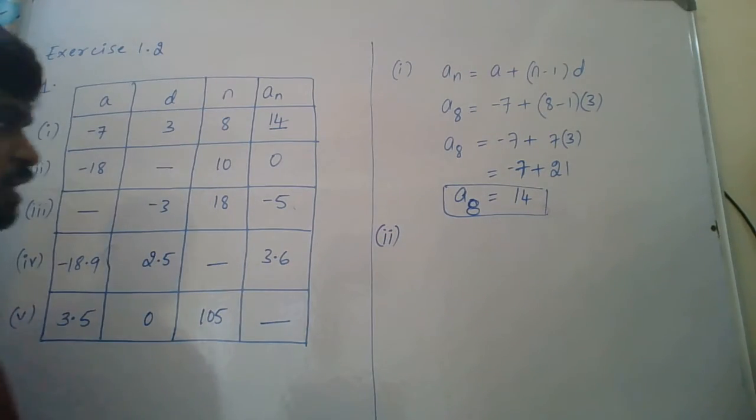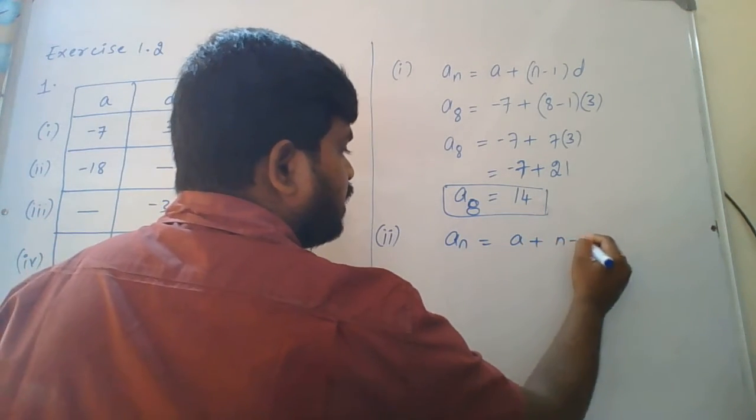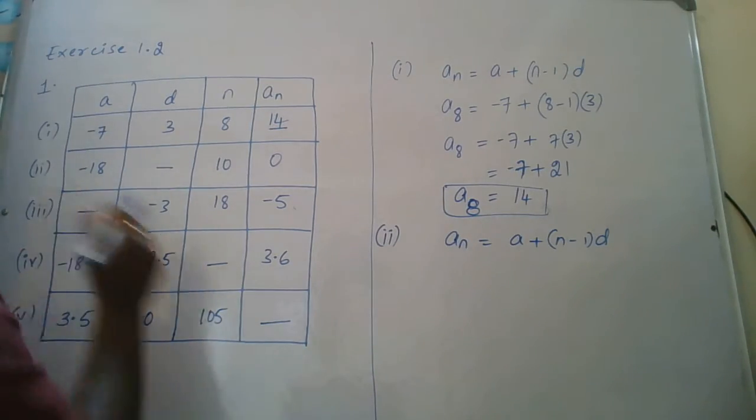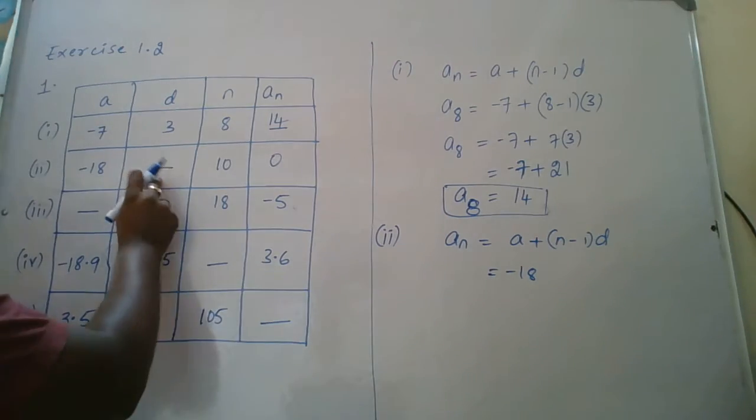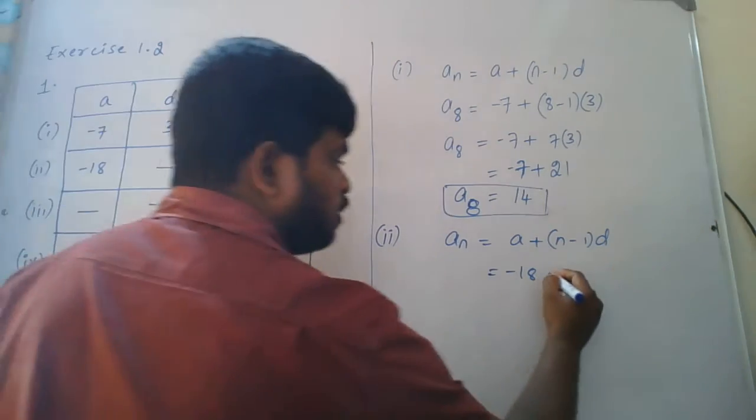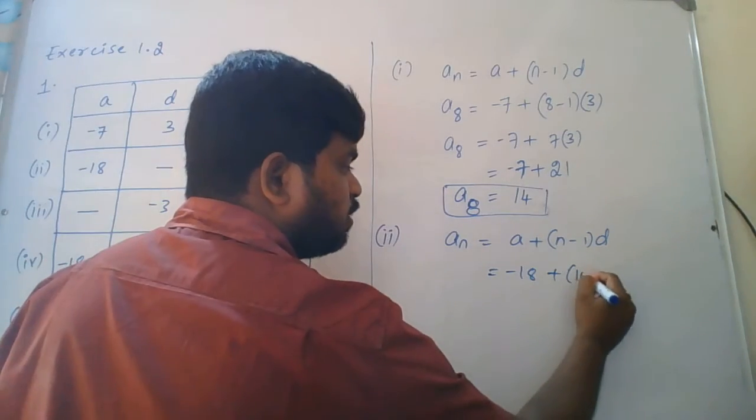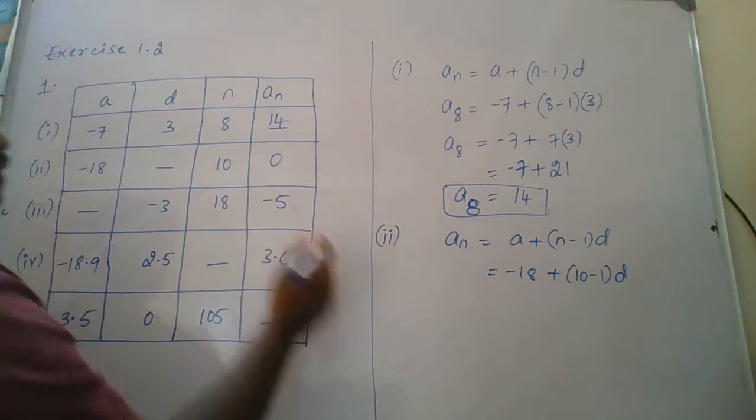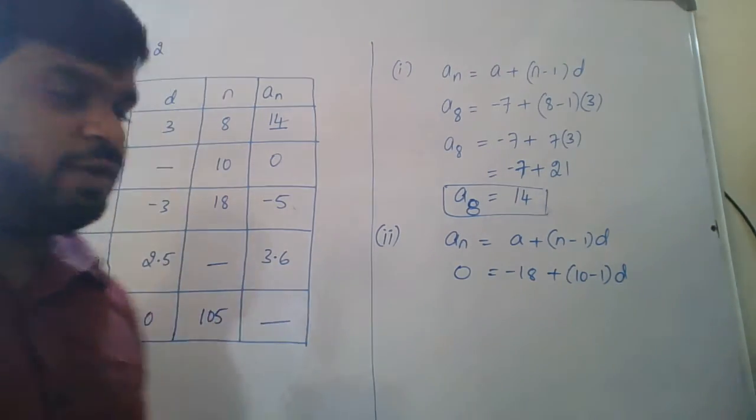Let's take the same formula again. AN is equal to A plus (N minus 1) into D. Now, here A is given. Let's substitute. D is not given. The value of N is given as 10, so let's put 10 here. 10 minus 1, into D. The D value is not given. The AN value is given as 0. Here we are supposed to find the value of D.